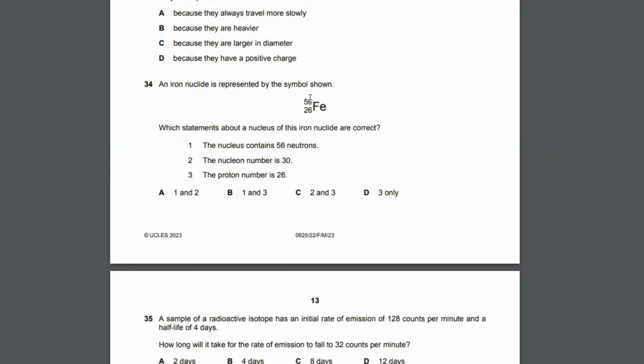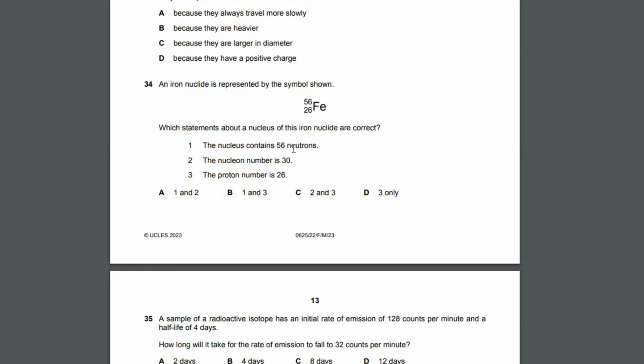Next, an ion nuclide is represented by the symbol shown, Fe. This is the nucleon number. Nucleon number means the number of protons plus the number of neutrons. And 26 is the proton number. So this is 26 plus something. So it is about 30 neutrons. 26 plus 30 gives you 56. Which statements about a nucleus of this ion nuclide are correct?